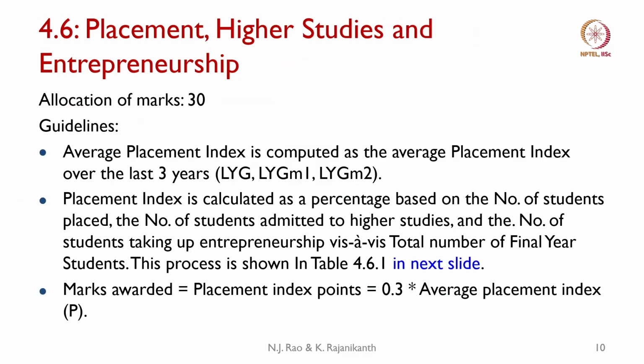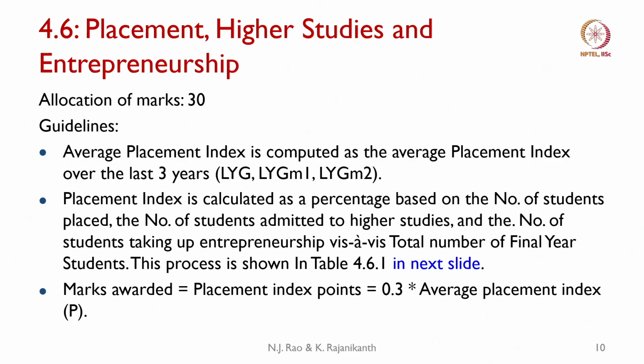Then we come to another important measure of the performance of the students, which is placement, higher studies and entrepreneurship. This is subcriterion 4.6, and 30 marks are allocated for this. We need to provide data regarding placement, higher studies and entrepreneurship, and this data must be backed up by adequate documentary evidence. We will presently look at what kind of evidence generally will be accepted by the visiting team, but we must have evidence to support our claims.